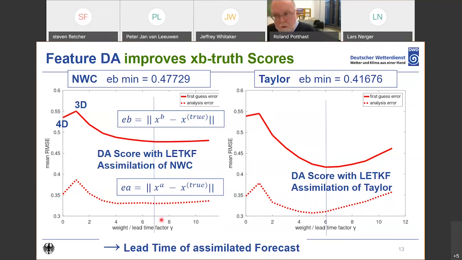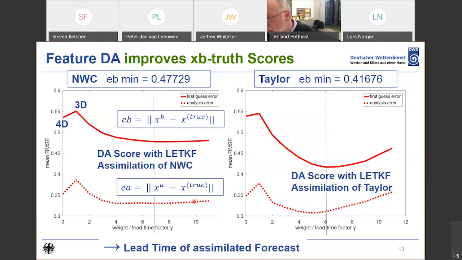And here you always see the root mean square error. It's an average root mean square error over 100 assimilation cycles. So it's relatively stable. There's only 1-2% of change if you pick a different seed. And I show you the EB score, XB minus X true, so the first guess at the next assimilation time, and also the analysis score at the assimilation time.